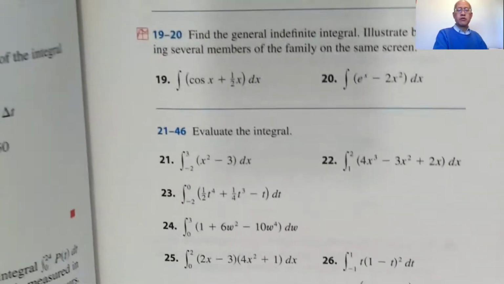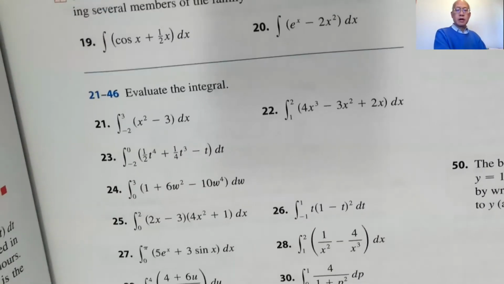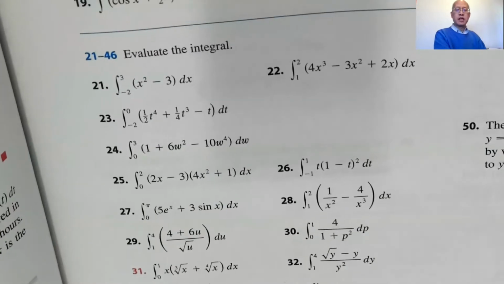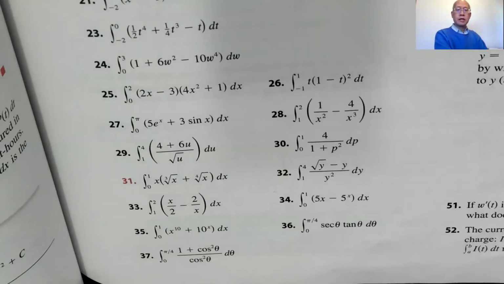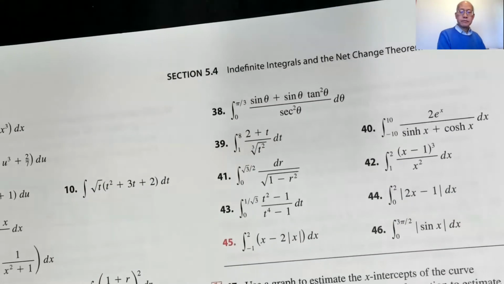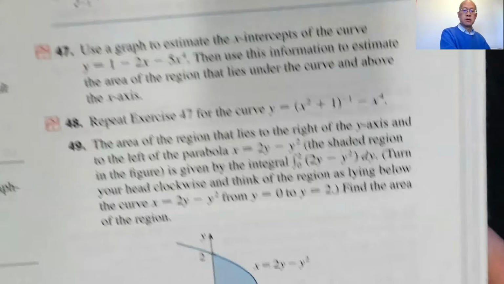And then starting with 21, it looks like we have definite integrals. You see numbers there, which means your final answer doesn't need a plus C. Your final answer is going to be a real number. You're going to be plugging in the upper limit, plugging in the lower limit, and then subtracting.